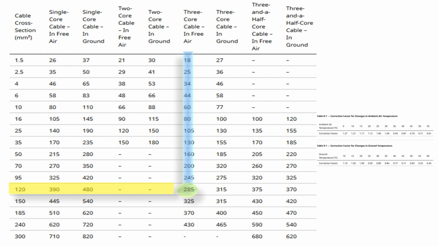Our current was 274 amperes. If we look in the section for multi-core cables, and the part related to installation in free air, we find the closest current value to 274, which is 285 amperes. This current rating corresponds to a cable with a cross-section of 120 square millimeters.